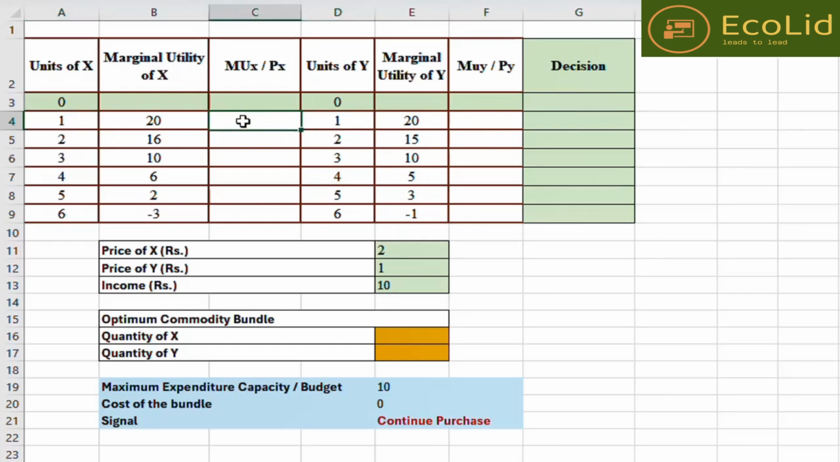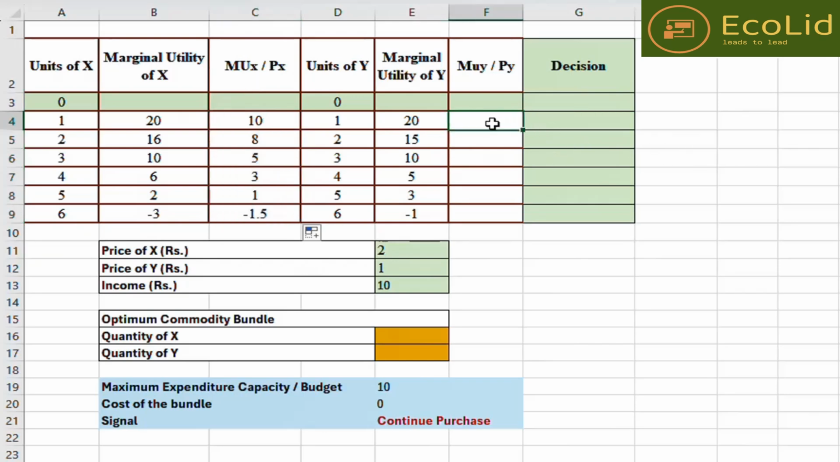Now the price of X is already written, that is, the price of X is 2. So we will put the formula 20 divided by the price of X, which is 2. The price of X will be fixed irrespective of the units of the commodity X, so we will put the dollar sign here and make that cell fixed. Now just drag and drop. So here we found various values of the marginal utility of X adjusted by the price of X.